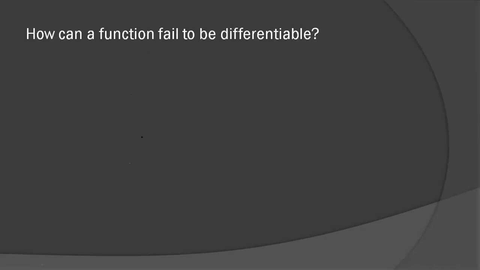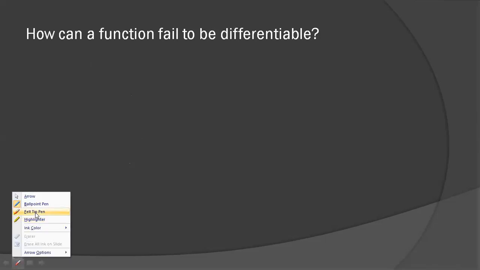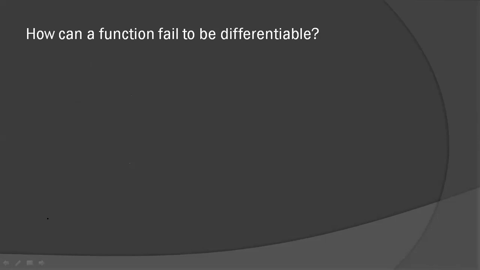Now, how can a function fail to be differentiable? How can you check a function is not differentiable? There are three possibilities I have observed. First is both right hand derivative and left hand derivative exist and are finite but not equal.